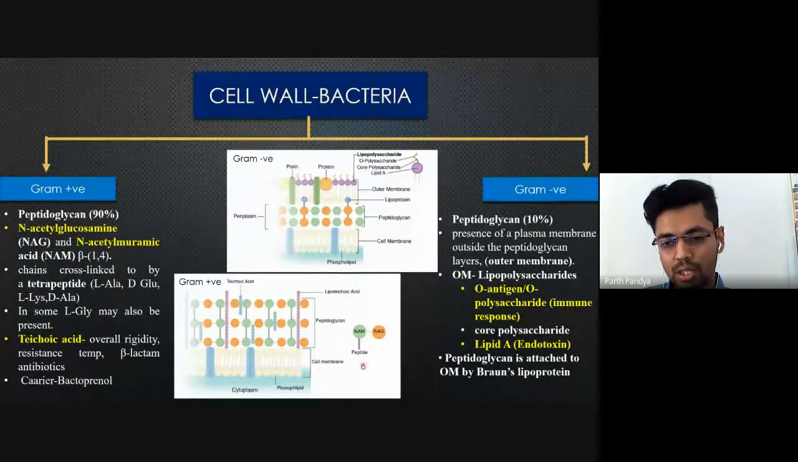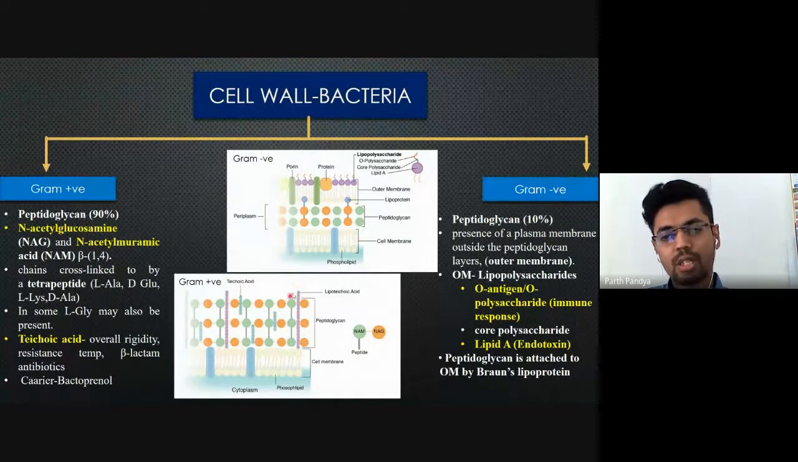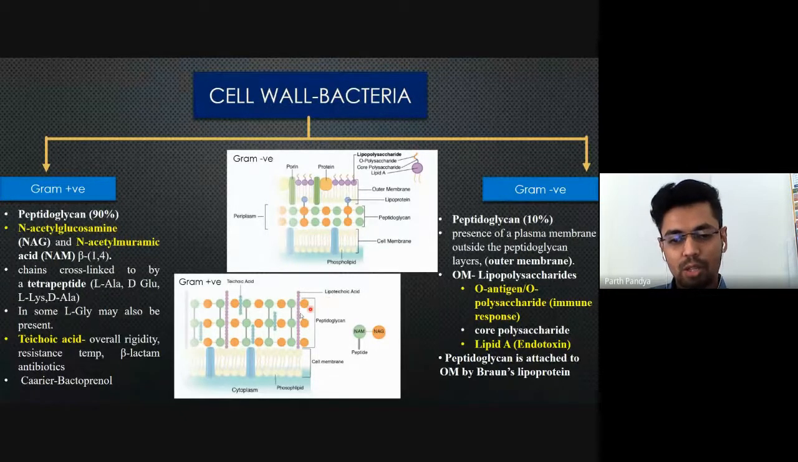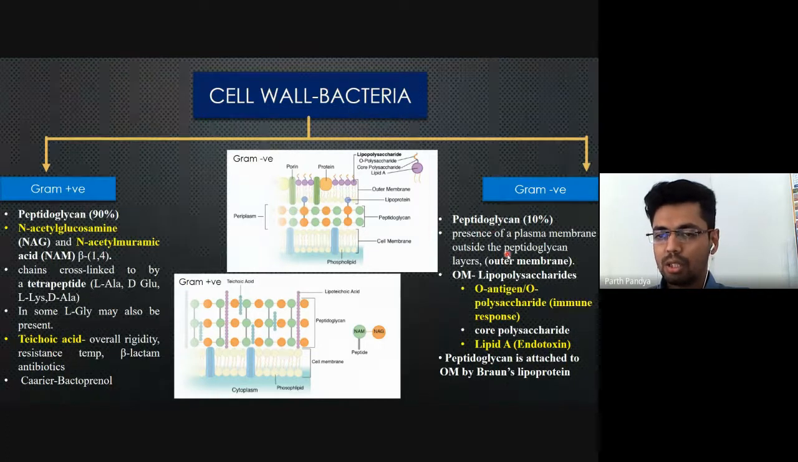You can see the peptide which has been linked to the NAM residue, and NAM is linked with the NAG residue. In between, we have the presence of teichoic acid and lipoteichoic acids, which are considered one of the important functionalities with respect to the rigidity provided to the cell wall of the gram-positive bacteria. In gram-negative bacteria, it is only 10% peptidoglycan, and majorly this is present outside the plasma membrane.